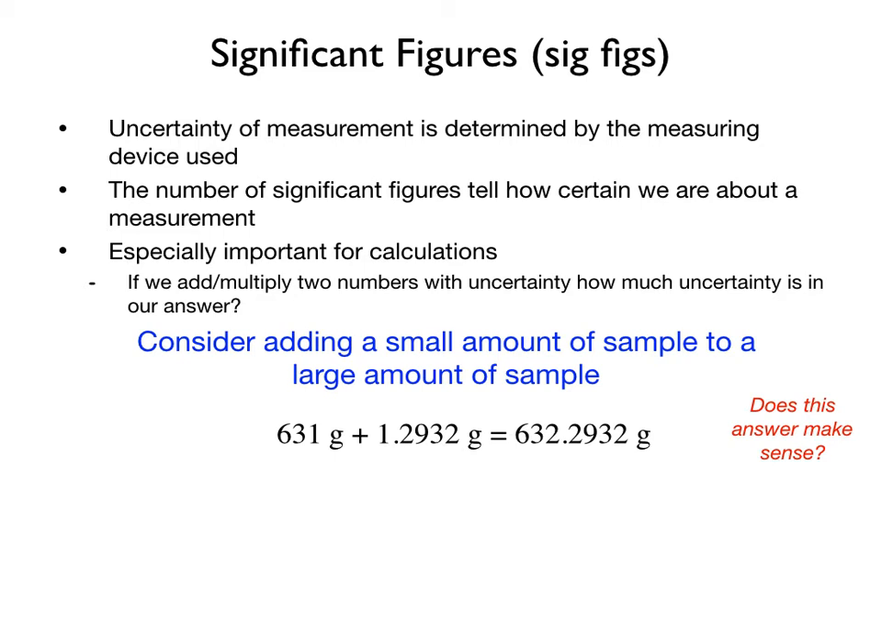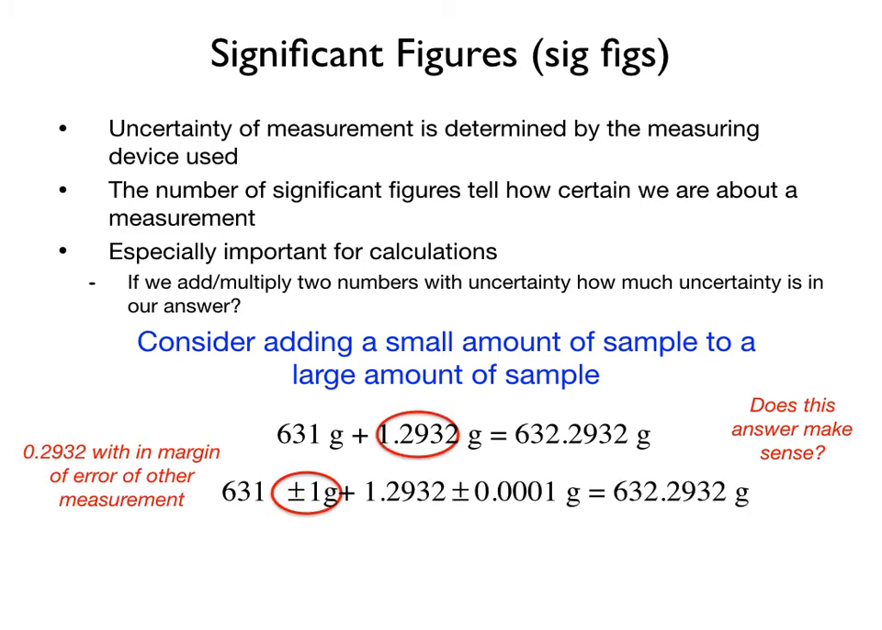Think about what those first two measurements really are telling us. In the first case, that 631 grams, we can really think about that as being 631 plus or minus 1 gram, because that uncertainty is in that first position in our number. In the second case, we know that to be 1.2932 plus or minus 0.0001 gram. Now, if we add those together, what is the uncertainty of our final measurement?